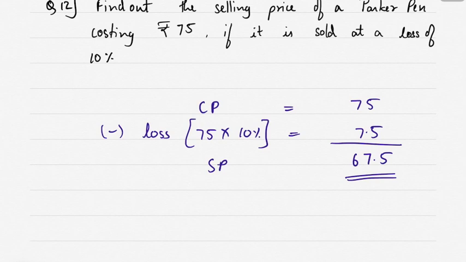Find out the selling price of a Parker pen. So the selling price of the Parker pen is 67.5, costing 75, if it is sold at a loss of 10%. So cost price minus loss is selling price. Correct? Cost price is 75. Loss is 10% of cost price, that is 75 into 10%, which comes to 7.5. So 75 minus 7.5 comes to 67.5.